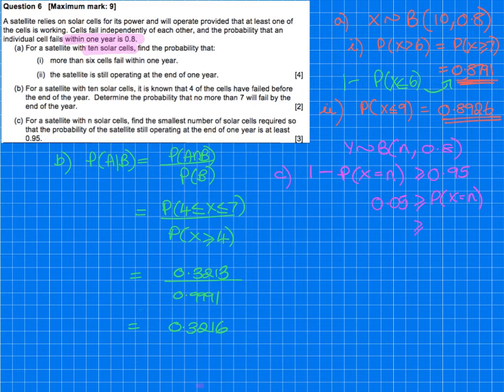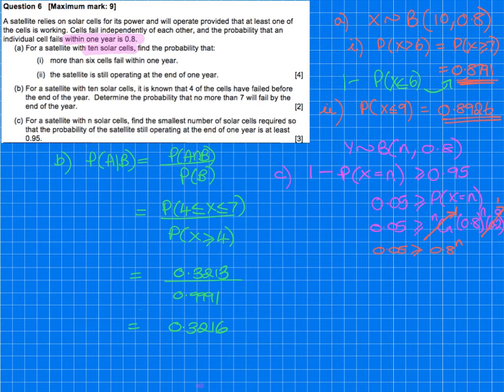Now the right hand side, the probability that x equals n, we can use that binomial formula, which is n choose n, the probability of a success, or that it fails in this case, 0.8. That's happening n times because all n, and then 0.2 is the probability that it doesn't fail, but that would be to the power of 0 because none of them are going to not fail. Okay, so we've got that, and n choose n is just going to equal 1, and 0.2 to the power of 0 is going to equal 1. So we've got 0.05 is greater or equal to 0.8 to the power of n.